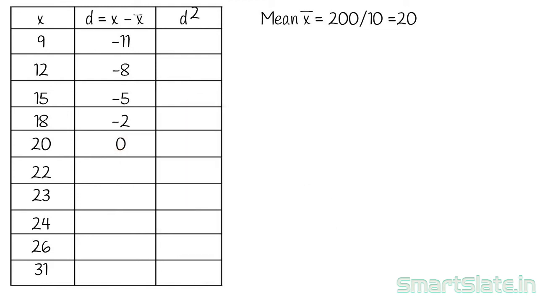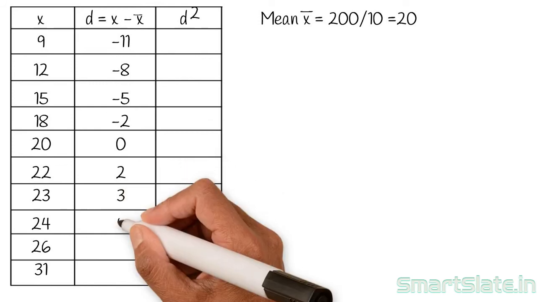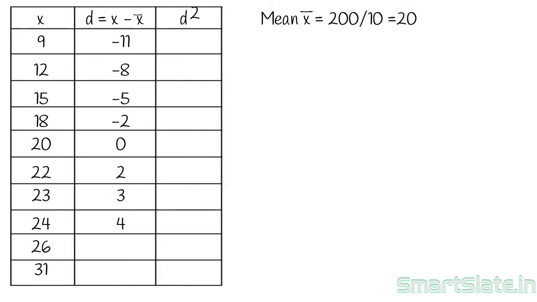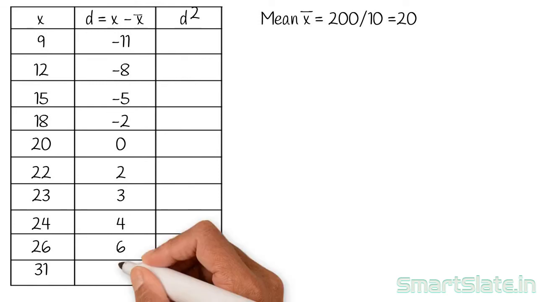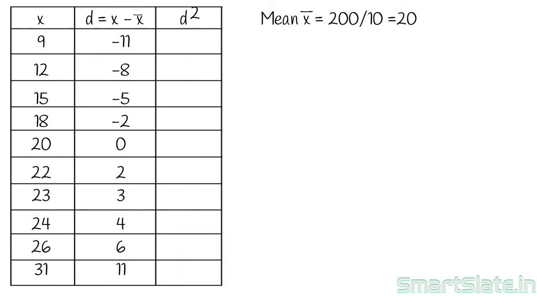22 minus 20 is 2. 23 minus 20 is 3. 24 minus 20 is 4. 26 minus 20 is 6. 31 minus 20 is 11. Now we have the deviation of each of the scores of the given data.